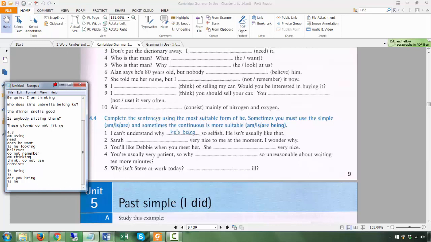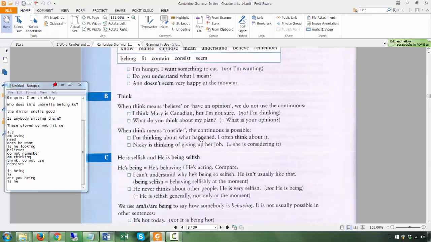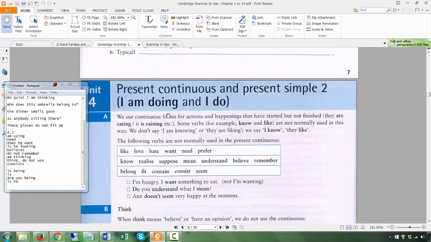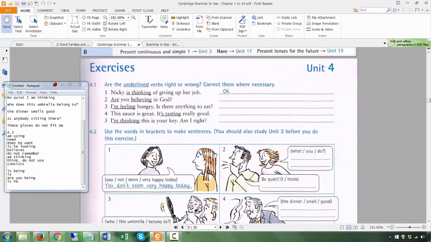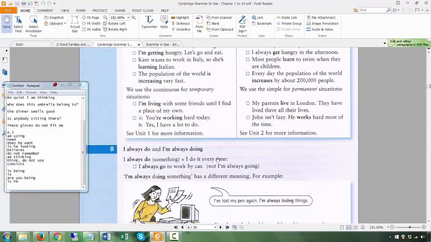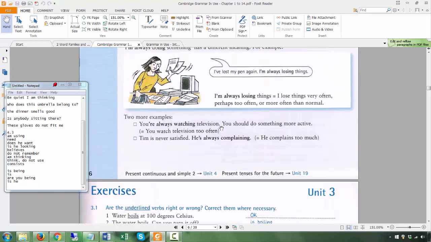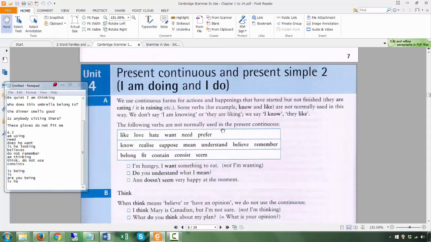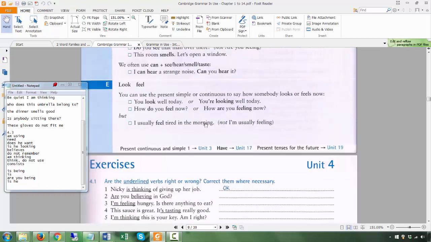Now, don't worry so much about this, okay? That's not the important thing, okay? Just like just now I mentioned for the always, you don't really need that. So units 3 and 4, you need to understand the difference between the two. Unit 3, we learned the differences, okay? And unit 4, here some verbs are not really used in the present continuous, okay?